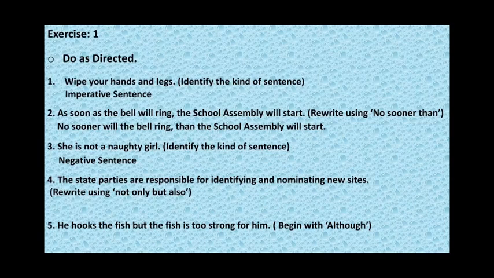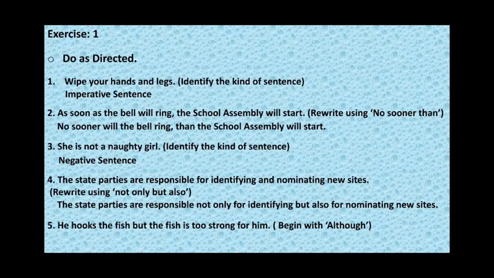Next, the state parties are responsible for identifying and nominating new sites. So this we need to rewrite using not only but also. The answer is the state parties are responsible not only for identifying but also for nominating new sites.